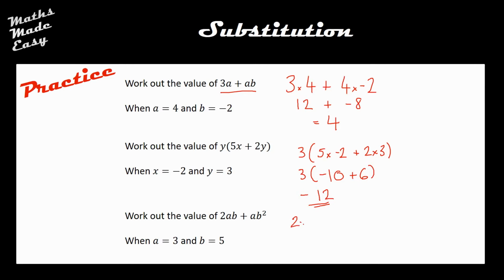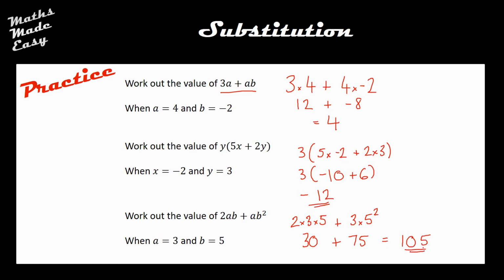On to the final one. So same again, 2 times whatever a is, which is 3, times whatever b is, which is 5, plus whatever a is, which I know is 3, times b squared. So again with this one, I'm just going to evaluate it. 2 times 3 times 5 is 30. And be careful the order you do this one. Often on substitution questions, people can get caught out by BIDMAS. So remember, I need to do 5 squared, which is 25, first, and then multiply it by 3, which is 75. And my answer to this one is 105.